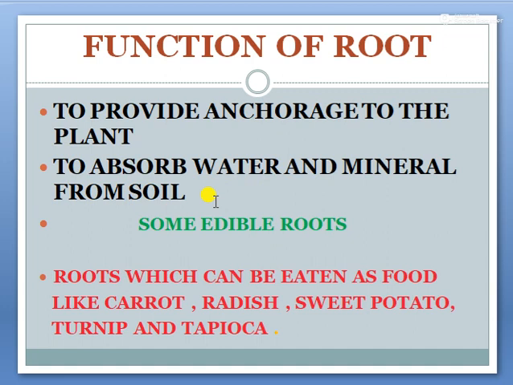Now some roots store the food material in them and such roots are called edible roots. Edible means which we can easily eat. Those roots which we can easily eat. Okay. So they can be used as food. Examples of edible roots are carrot, radish, sweet potato, turnip and tapioca. What is tapioca? We eat tapioca seeds. Tapioca means sabut dana. Okay.